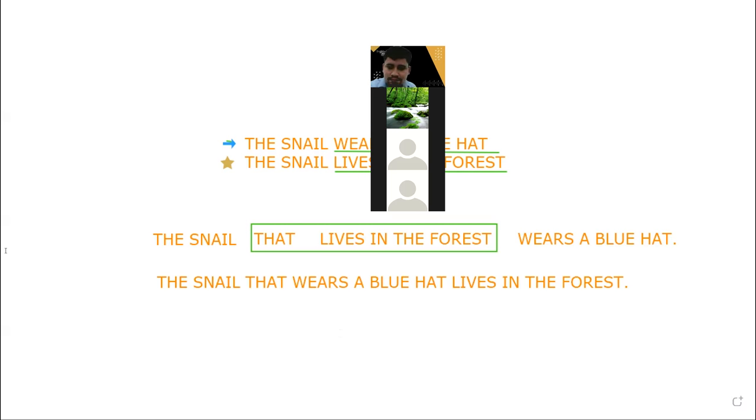Thank you, teacher. Excuse me, I don't understand what the connection is between the two sentences, because in the first I talk about the snail wears a blue hat, and in the other I talk about lives in the forest. So I don't understand where the connection is. He wears a blue hat, lives in the forest. And maybe can you use that in this case? For example, this snail that wears a blue hat and, I don't know, I think lives in the forest.